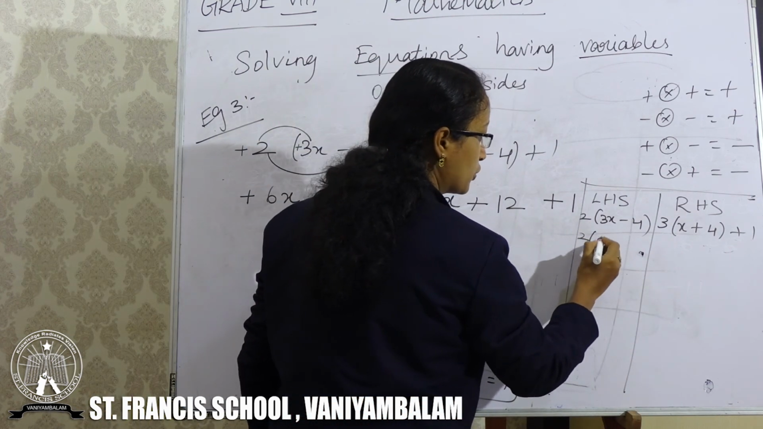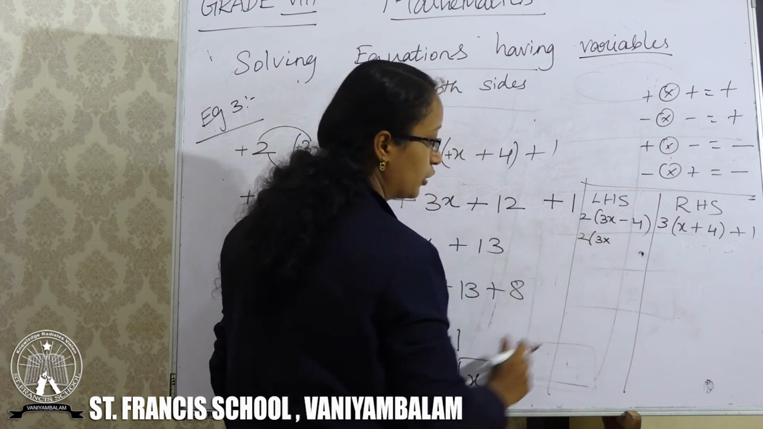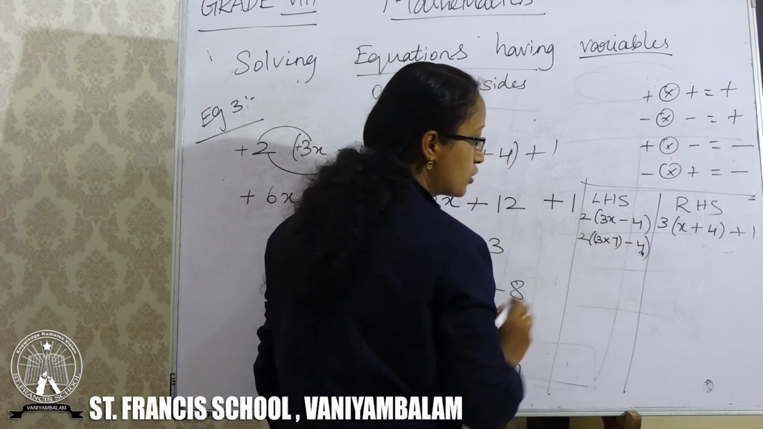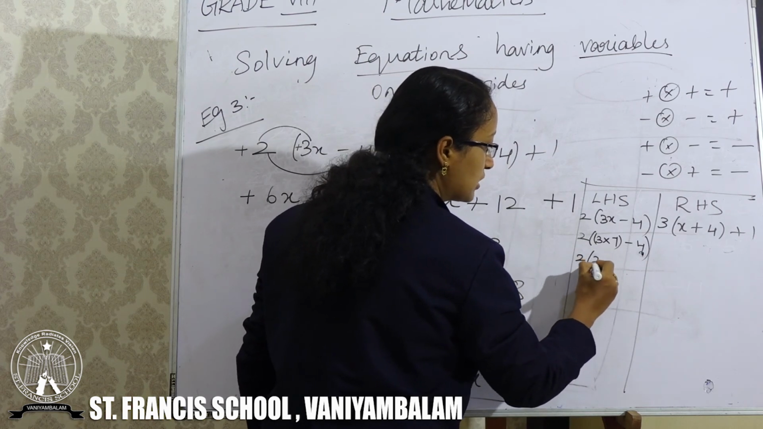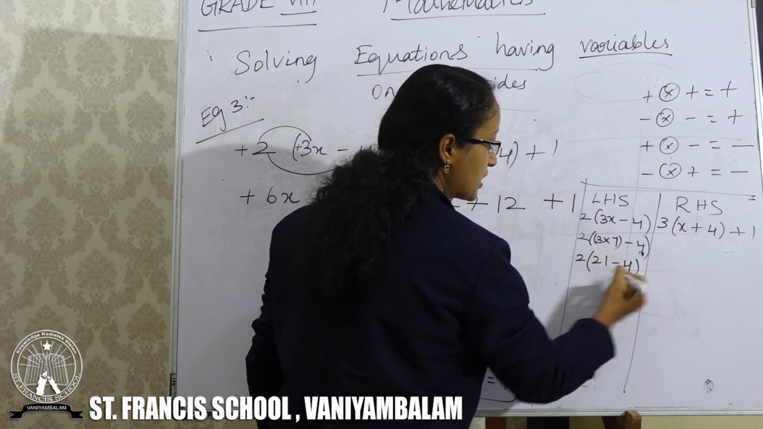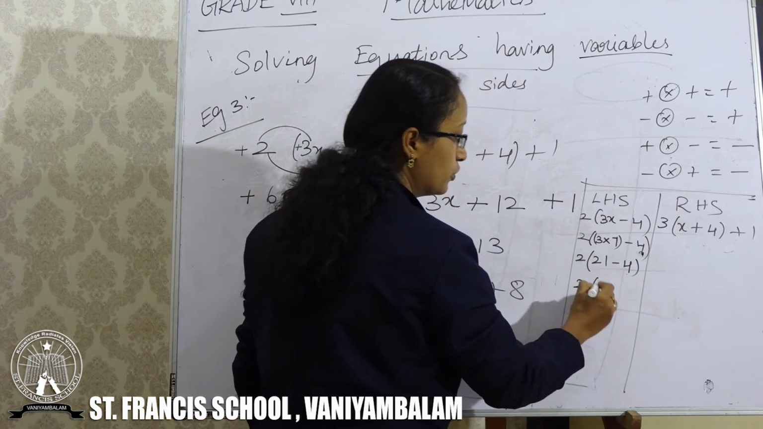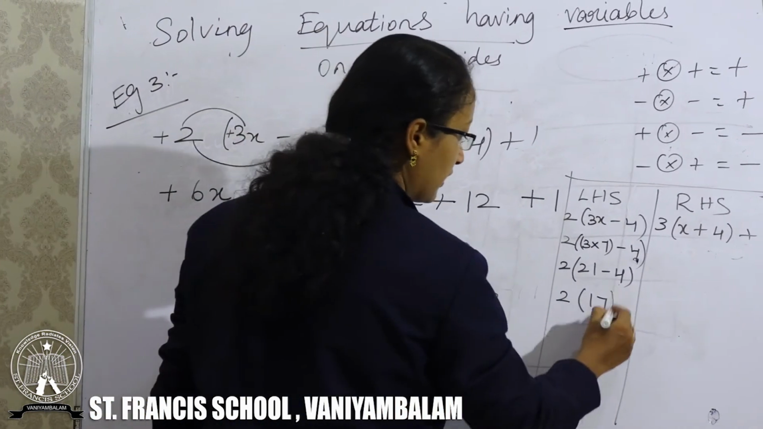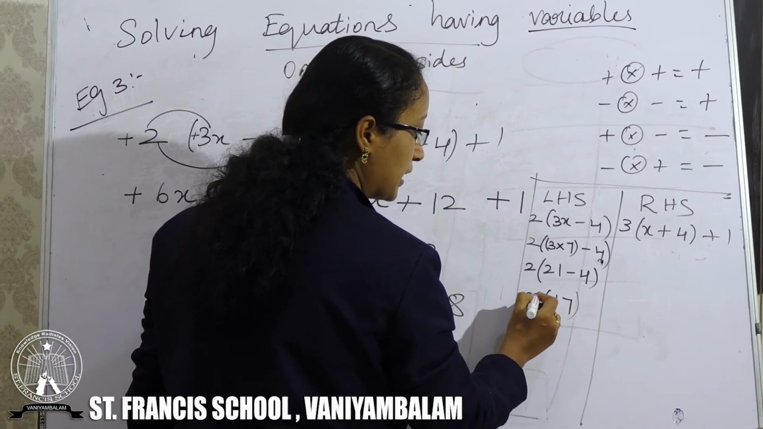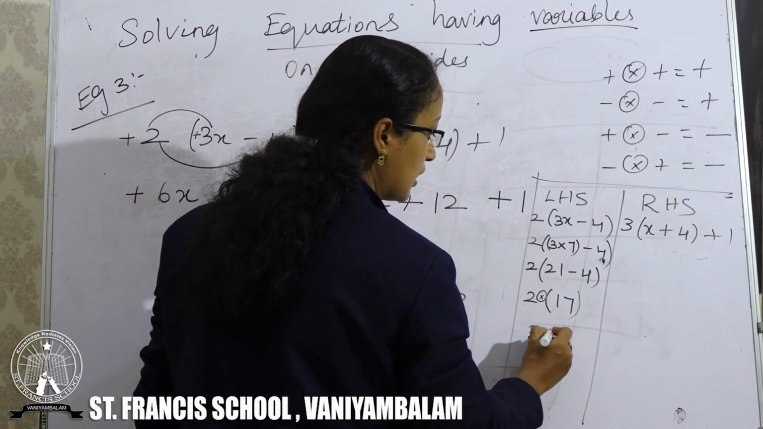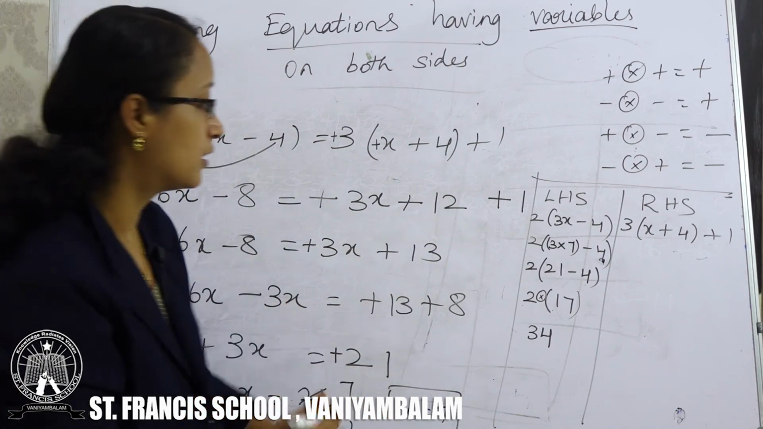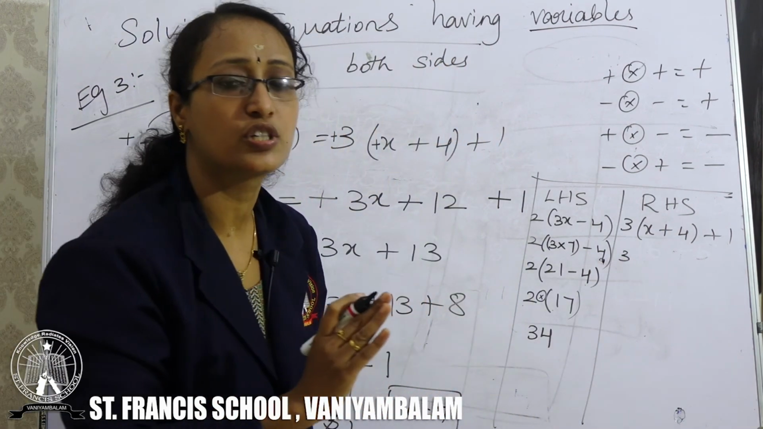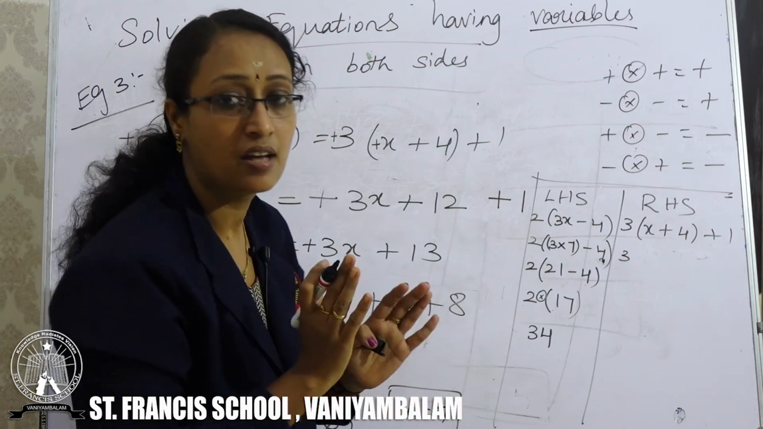So 2 into (3 into, I am going to substitute 7 here, minus 4). You can put small brackets here. 2 into (7 threes are 21 minus 4). So 21 minus 4 is 17. Then 2 into 17, they are in multiplication. 2 into 17 is 34. I got the LHS 34. If you are getting RHS 34, then your answer, 7 for the unknown variable, is right.